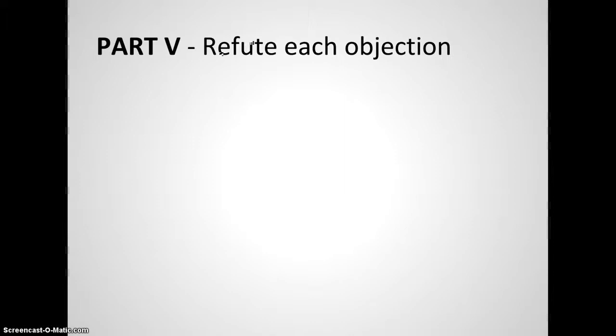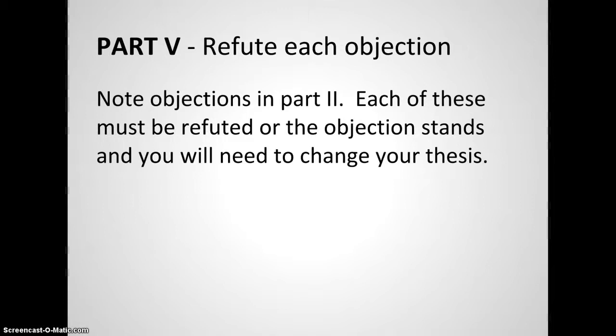Now in part 5, this is very important because all those objections you listed in part 2, you need to go back now and refute those. If any of those objections stand, in other words, if you can't refute them, then that means you need to change your thesis. Again, we're striving after the truth here. We're not just trying to win an argument or a victory. We're trying to find the truth. And if any of those objections stands, then you need to change your thesis.